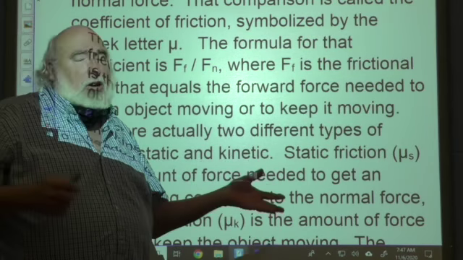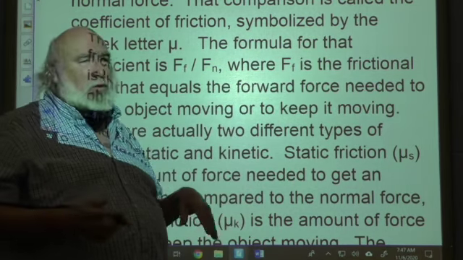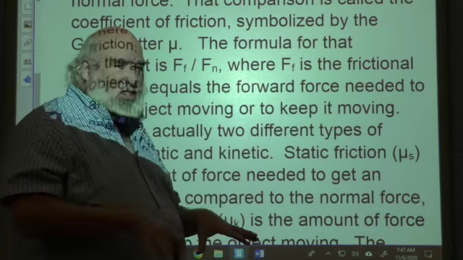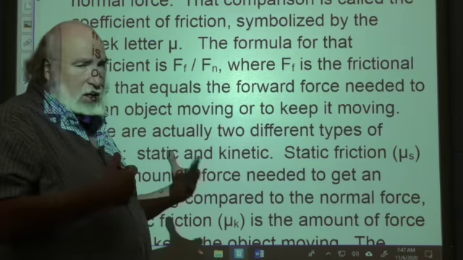Kinetic energy is the energy of motion. You've heard the word kinetic before. That's where it comes from. It's a Greek word. Static means still, and kinetic means moving.